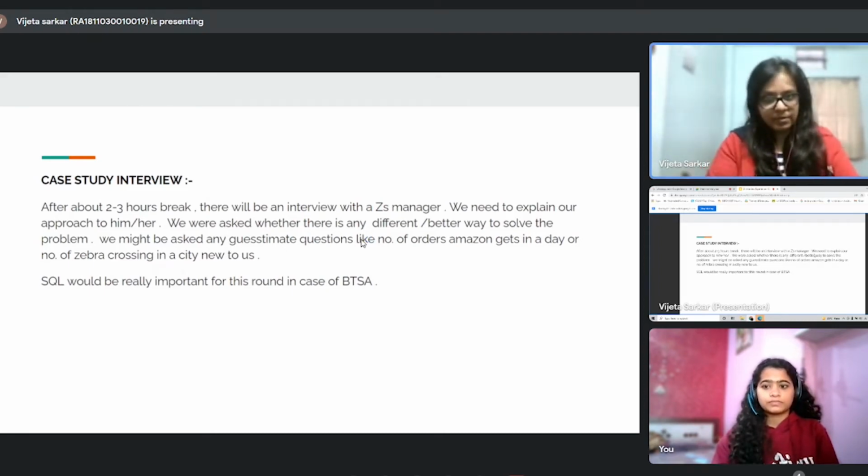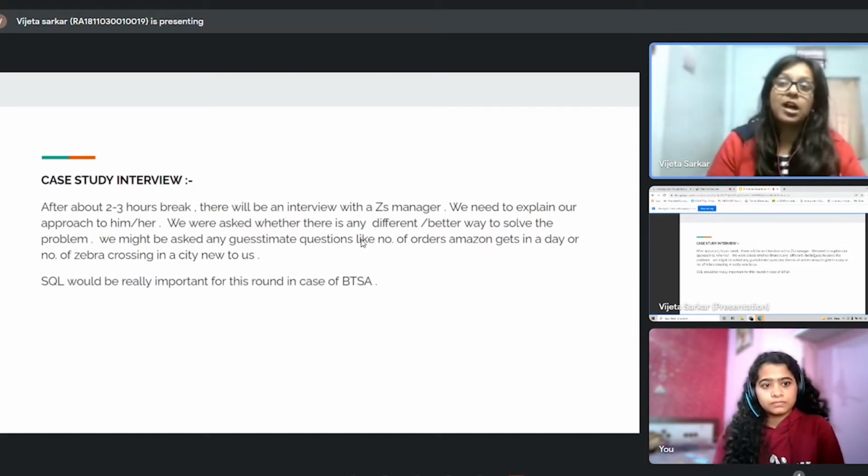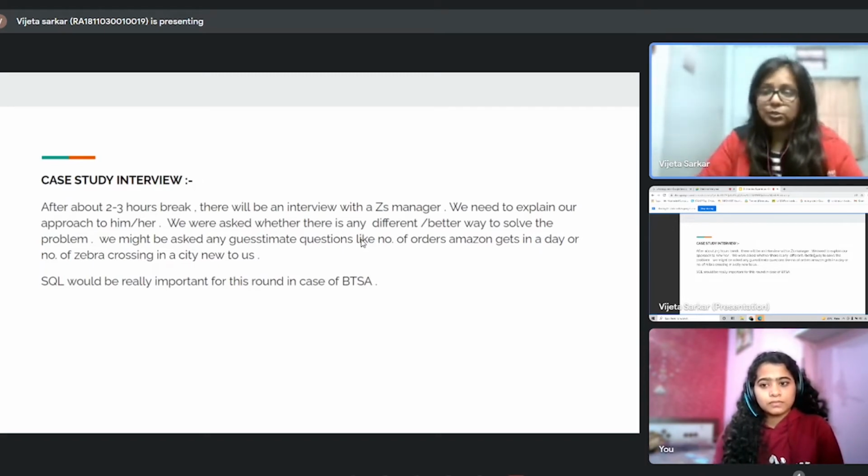So the manager would ask whether this was the best approach, or whether there are other approaches as well. In the case of BTSA, this round really grills your SQL skills. So that is important in this.